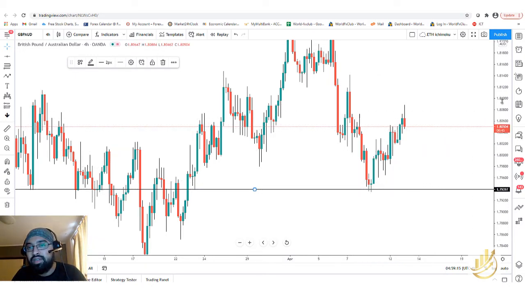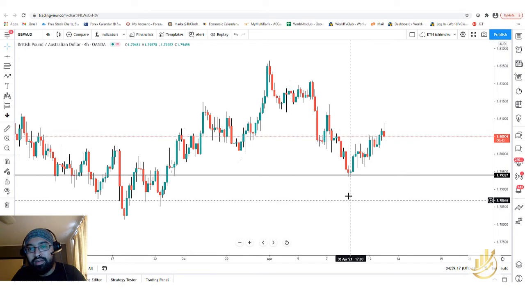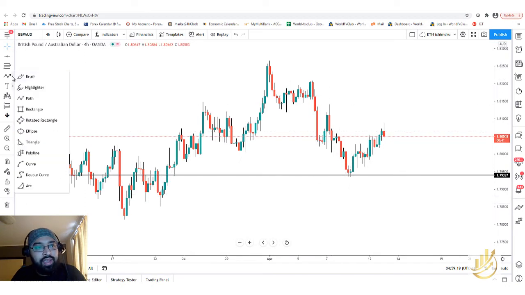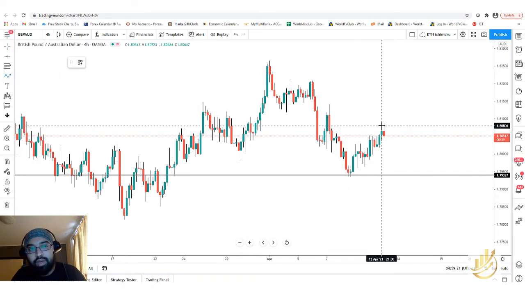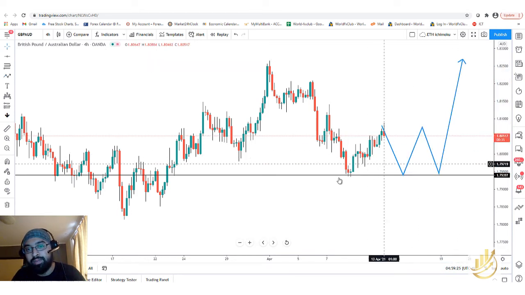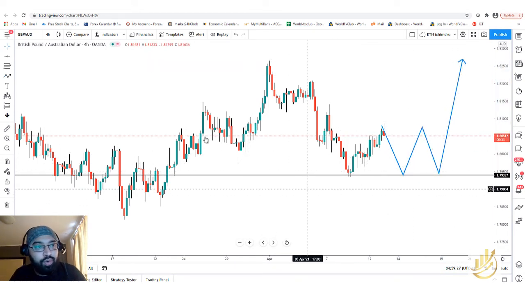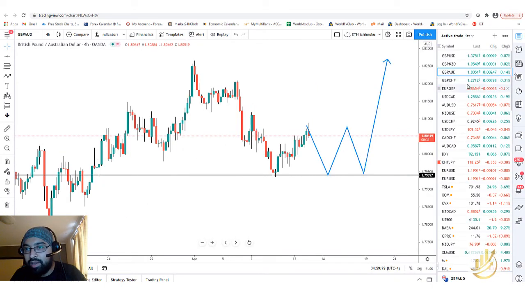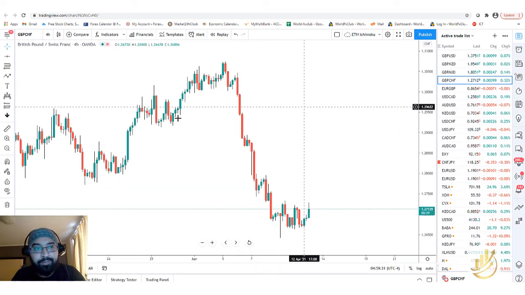I would have taken a buy call here, but unfortunately did not. So it's fine. I will just wait for price to come back to this area, show some rejection and a similar structure towards the upside. So these are my two points on GBP AUD. Let's see what GBP CHF is doing.